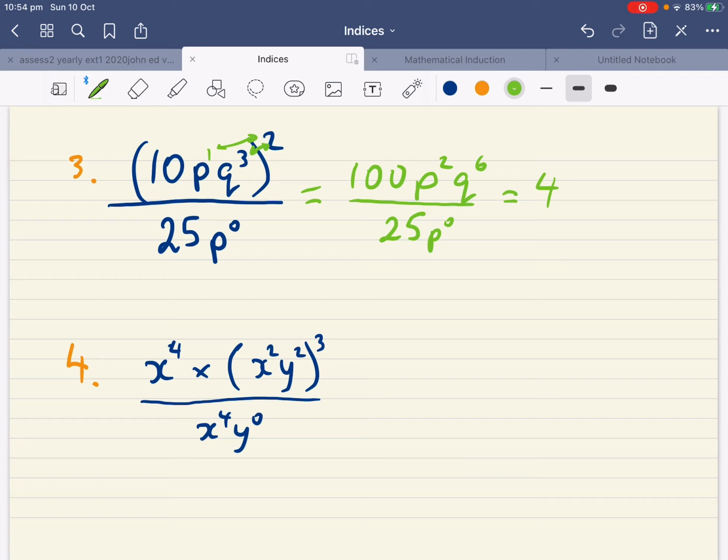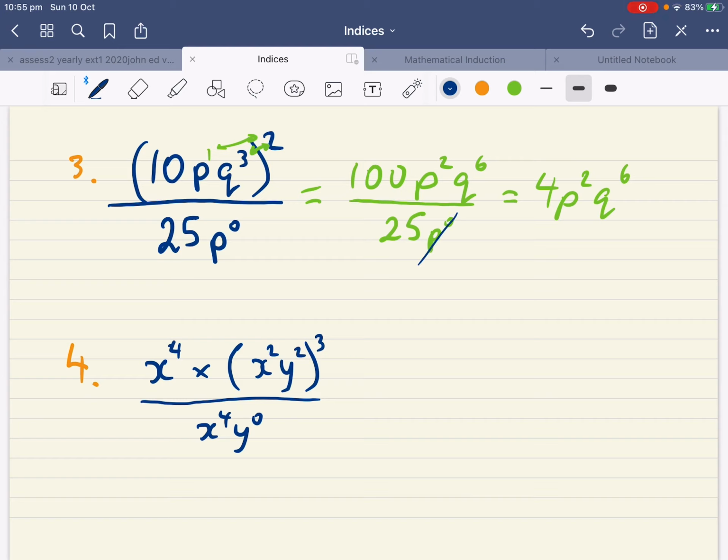P squared divided by p to the 0. Remember when dividing, that's index law number 2. You keep the base the same, minus the powers. And the q, there's actually no q's on the bottom to cancel with. It just stays there. That's our final answer: 4 p squared q to the 6. Note, for those people that wanted to just revert because they're really good with their index law number 4, hey, p to the 0 is just a 1.